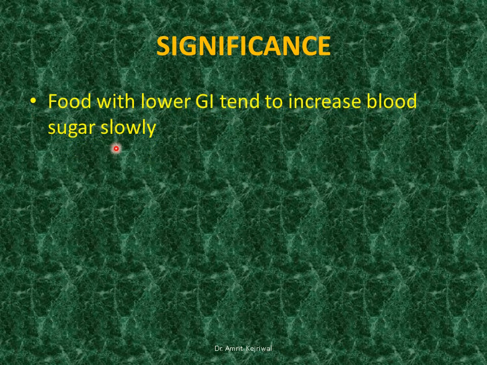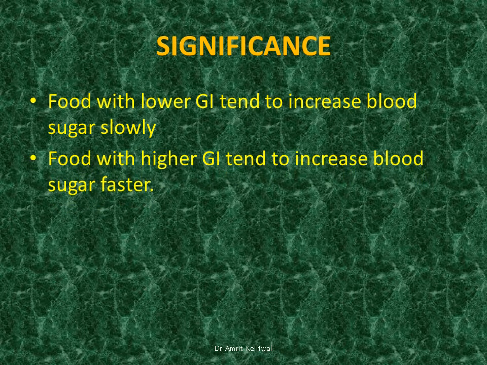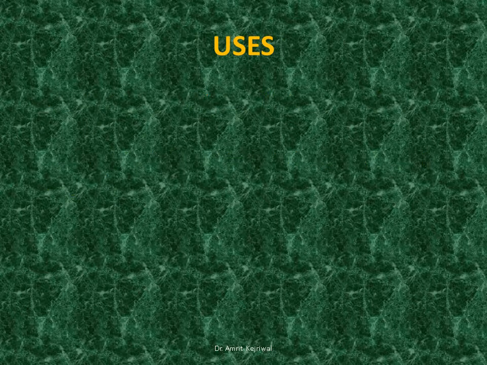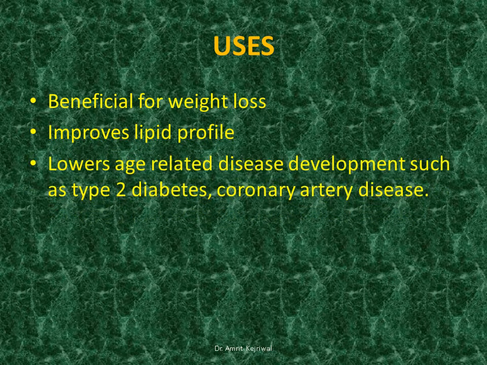Significance: foods with a lower glycemic index tend to increase blood sugar slowly, while foods with a higher glycemic index tend to increase blood sugar faster. Uses: it is beneficial for weight loss, improves the lipid profile, and lowers the development of age-related diseases such as type 2 diabetes and coronary artery disease.